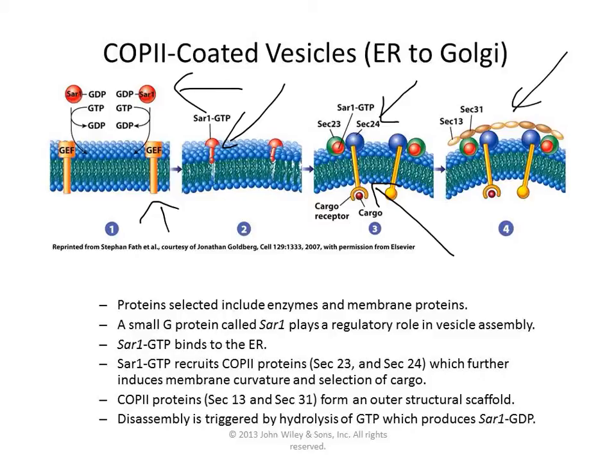Then, following the SEC23 and SEC24 assembly and selection of specific cargo into a vesicle, there's also binding of additional coat proteins, which are called SEC13 and SEC31. These will assemble as an outer coating to help form additional curvature of the membrane to form the vesicle. So essentially these coat proteins are forcing curvature of the membrane, but also allowing for selected cargo placement into these vesicles.